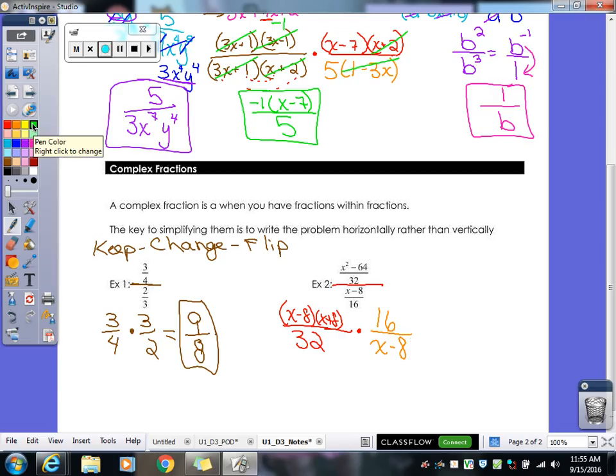So now we can start doing some canceling. So x minus 8 cancels with x minus 8. We can do some reducing too. 16 goes into 32 how many times? 2. So in our numerator, we're left with x plus 8. In our denominator, we're left with a 2. So there's our final answer.